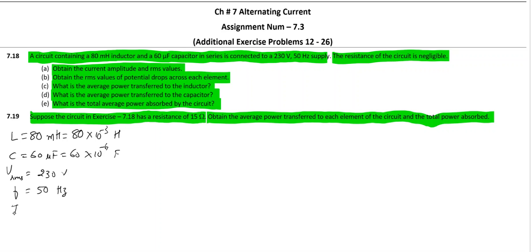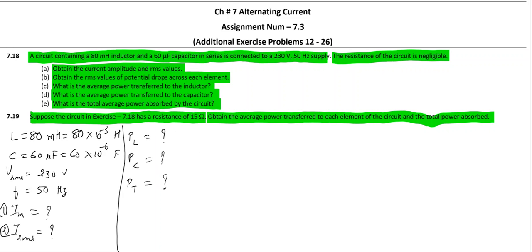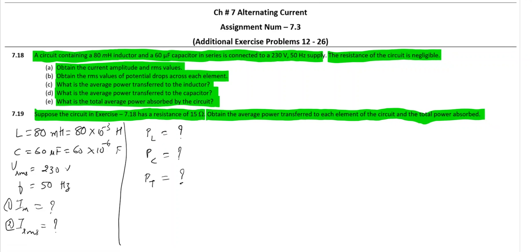Obtain current amplitude, meaning maximum value of current, and RMS value of current; let me label them as 1, 2. Then, what is the average power transferred to the inductor? So power of inductor, power of capacitor, and power of the circuit, let it be total power PT; let me label them as 3, 4 and 5.